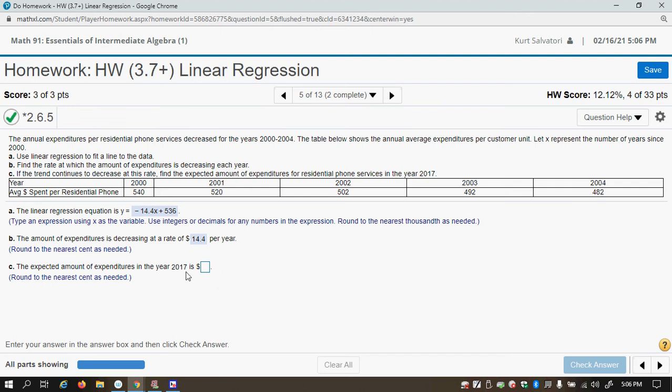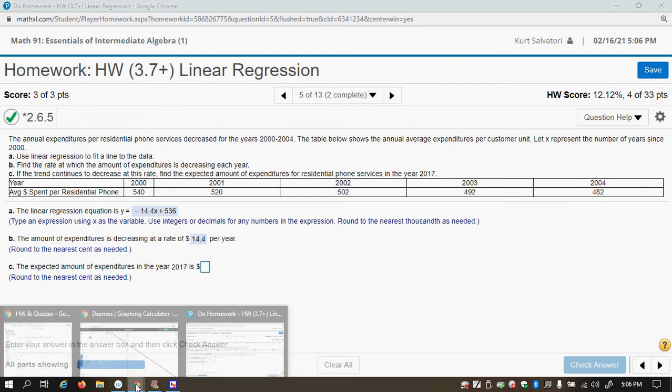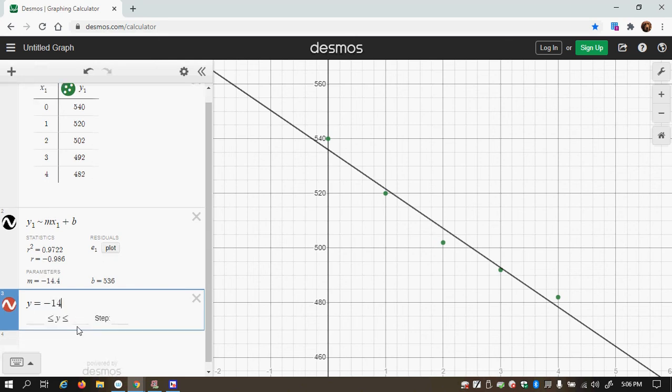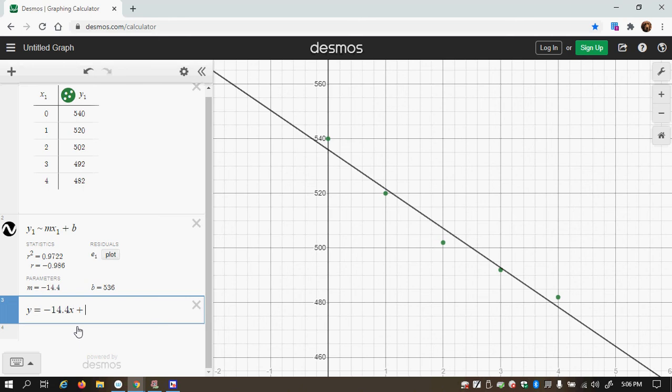Okay, and then I go to the expected amount of expenditures in the year 2017. Well, I have to write that down. 2017 is really going to be 17 instead of the year. So I'm going to go back to my Desmos. There's the Desmos. And I'm going to type in my equation. So I'm going to type y equals, this time my slope would be negative 14.4 x, and then plus the 546. Here is my equation, and for some reason it's not matching exactly my data. So I'm just checking. Oh, I did make a mistake. It's supposed to be 36, not 46. There we go. That's better. So that's why it wasn't matching.